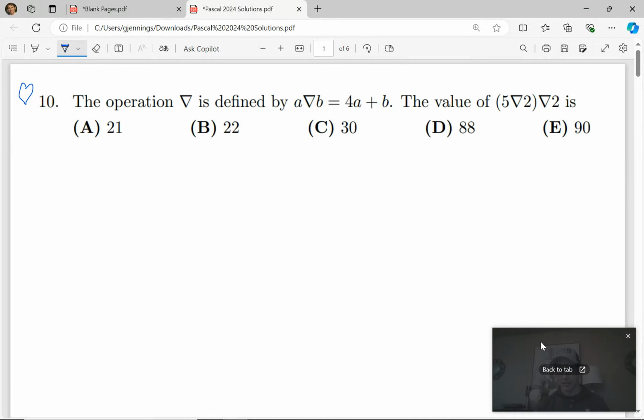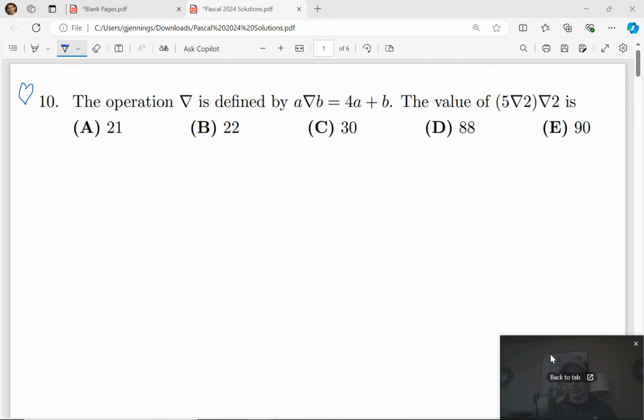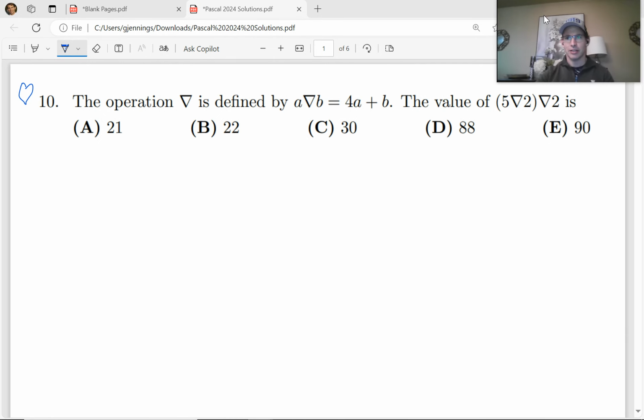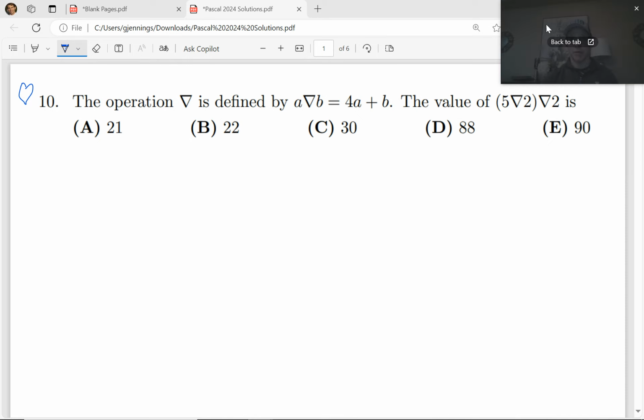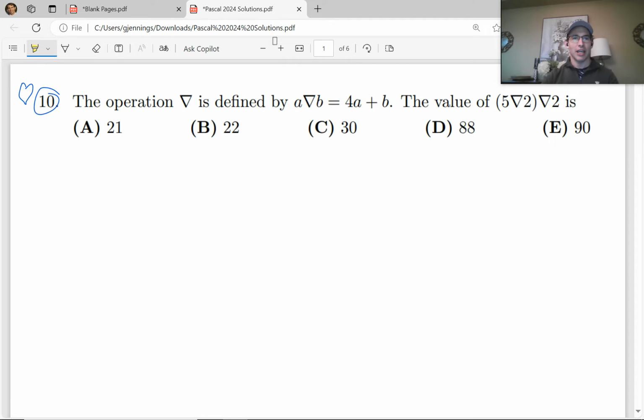It's Tutor Grant, and we are looking at the 2024 Pascal contest, the one that we wrote in Mastery League this past Saturday. So let's take a look at some of the questions that people had questions about, either during the test or after. Or I looked and I saw many people got these questions wrong, so I'll show you some solutions. All right. In this question here, question 10, we are defining a new operation triangle.